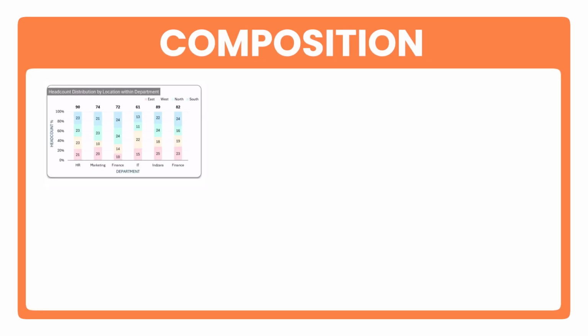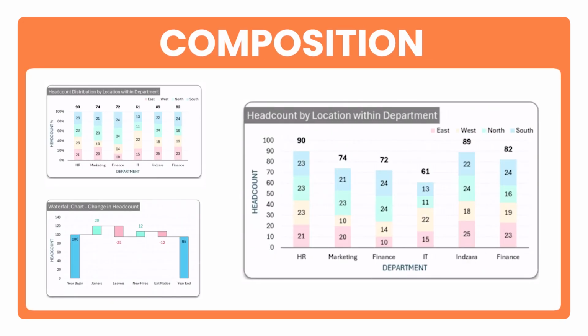Then we go to the last use case for today, which is composition. So let's take the chart in the middle. When you have 90 employees in the HR department, but you also want to show where they are located, this is one way to show how the 90 employees are distributed within HR. So in this case, I will say 21 are in the east location, 23 are in west. So it basically breaks down the composition of all the HR employees into buckets.